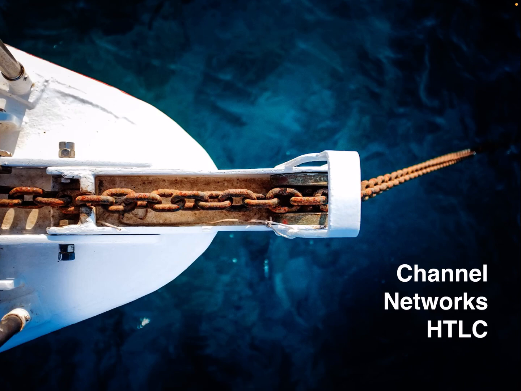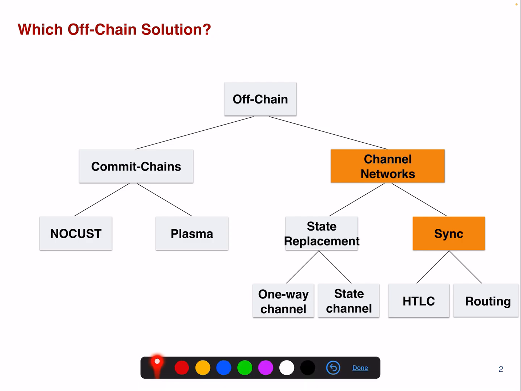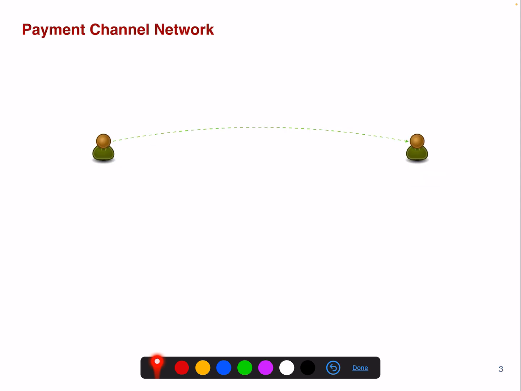Channel networks, HTLC. So now we're looking into the syncing, how we can sync different payment channels, and specifically we'll be looking at HTLCs. A payment channel network is nice because it connects two entities, but what if these two entities don't have a direct connection to each other? In that case, we need to go through intermediaries. We have to hop across these intermediaries, and that's what the syncing is referring to. We need to sync a payment channel.